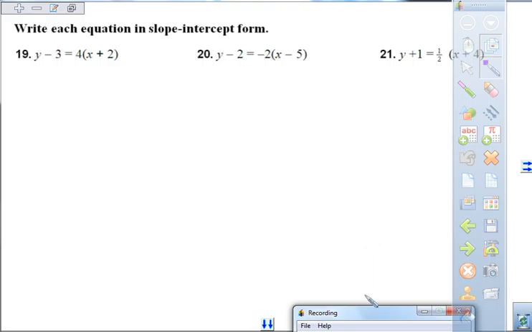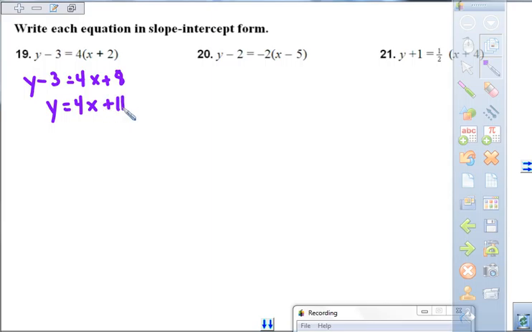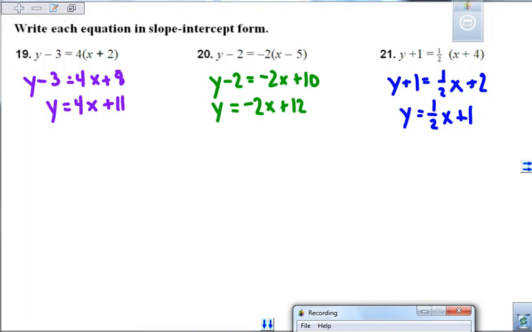On this slide it says write each equation in slope-intercept form. So we need to distribute and get y by itself. So in the first one, what we can do first is distribute our 4. And we have y minus 3 equals 4x plus 8. And then we're just going to add 3. Try the next two problems. Pause the video until you're ready for the answer.